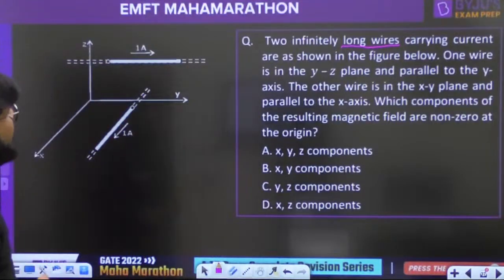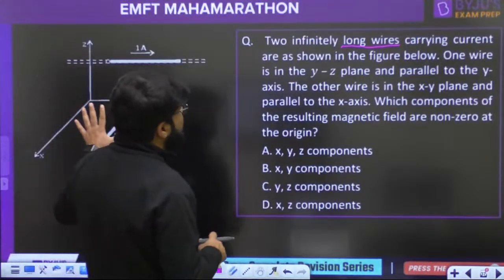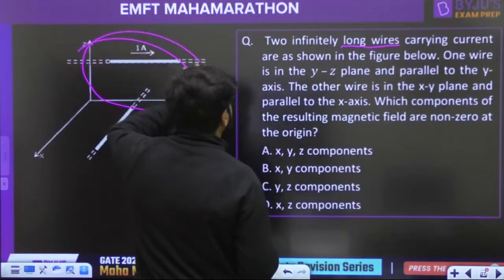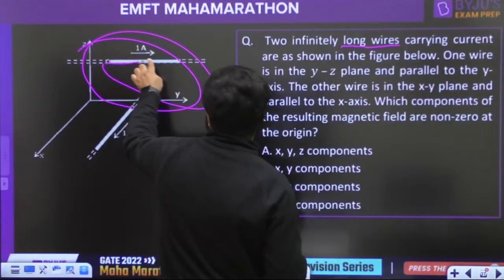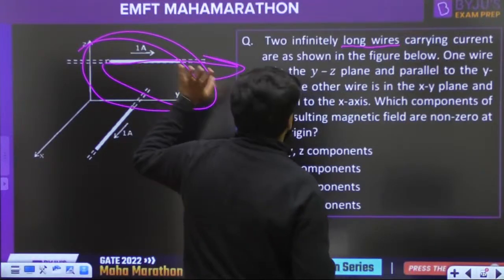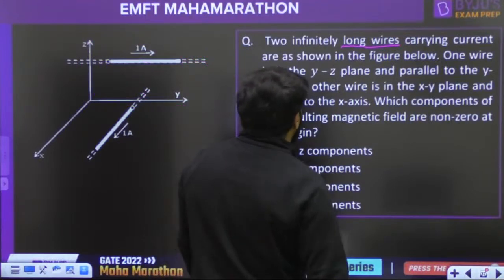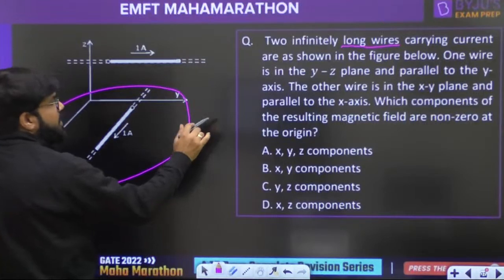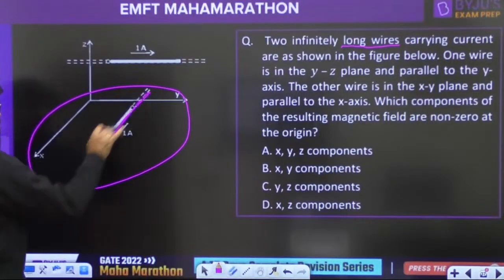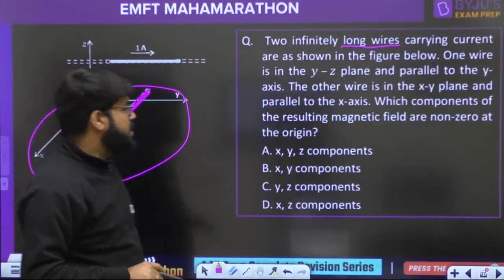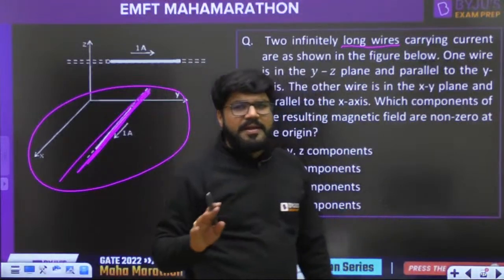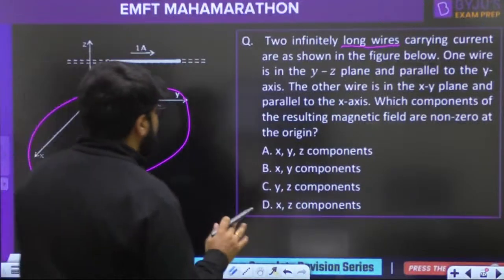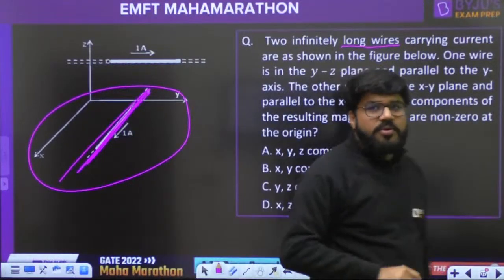Two infinitely long wires carrying the currents are as shown in the figure. One of the wires is in the YZ plane and parallel to the Y-axis. This is the first wire. The other wire is in the XY plane. This is the other wire and it carries the current parallel to the X-axis. Which components of the resulting magnetic field are non-zero at the origin?